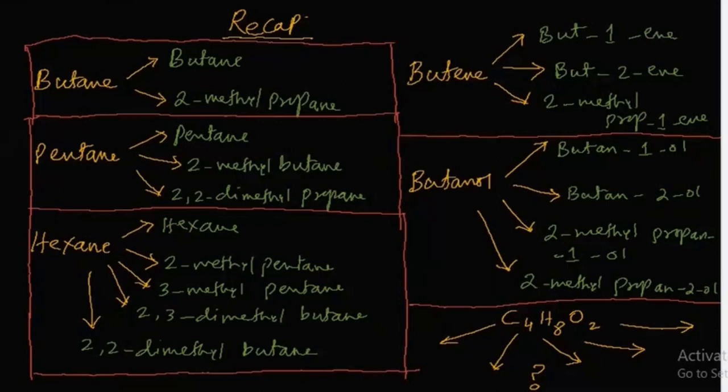Students, just have a recap of what you have learned in today's class. We're talking about the isomers, okay? Butane, pentane, hexane, butene, butanol, and you have butanoic acid or ester as well. Now, this is a recap. Now look at the possible isomers.